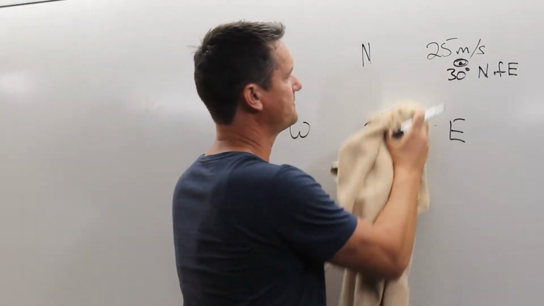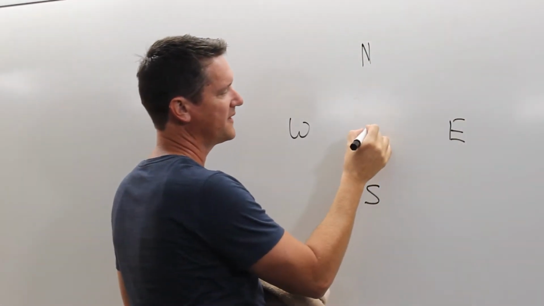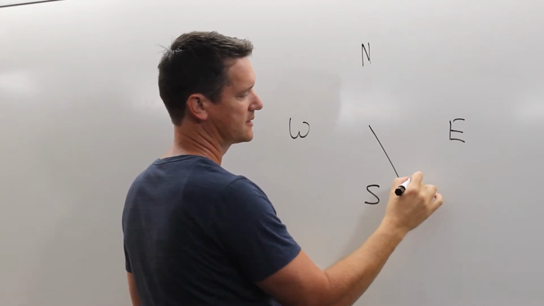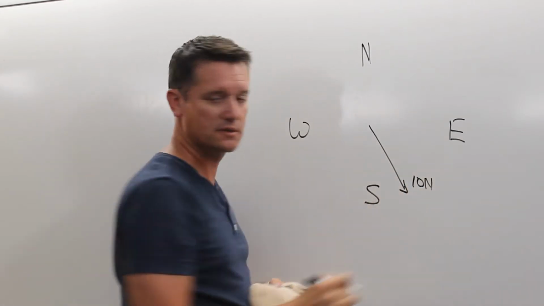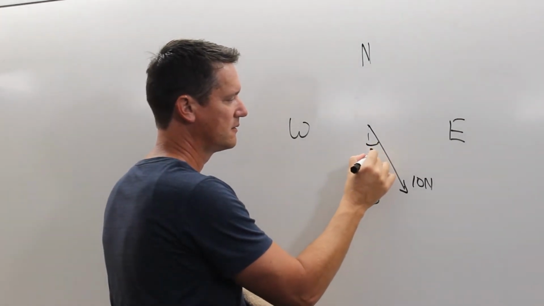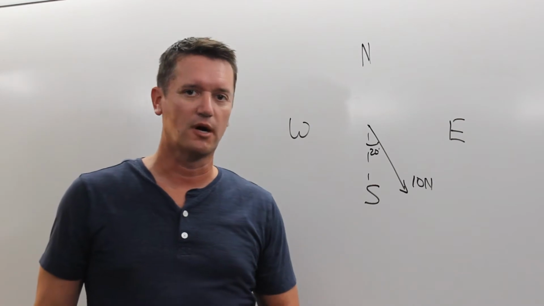Let's practice one. What if I draw a vector that looks like this? I'm going to call it 10 newtons. Newtons is a force. And I'm going to put an angle in here, 20 degrees. What do you think this would be called?